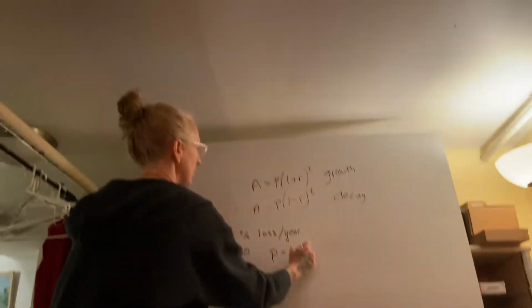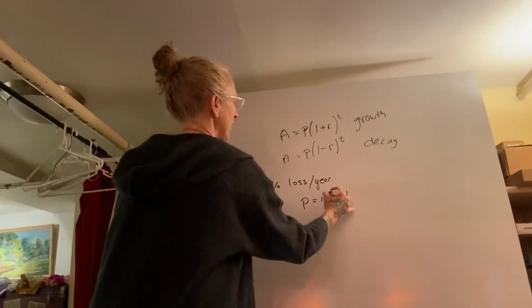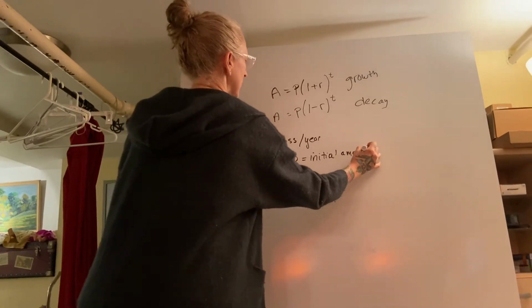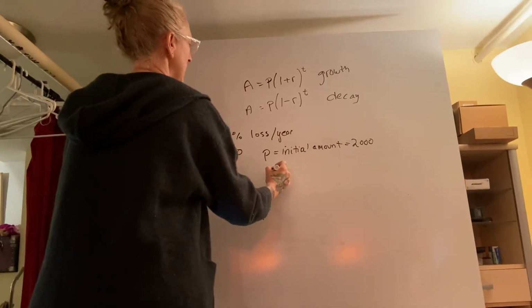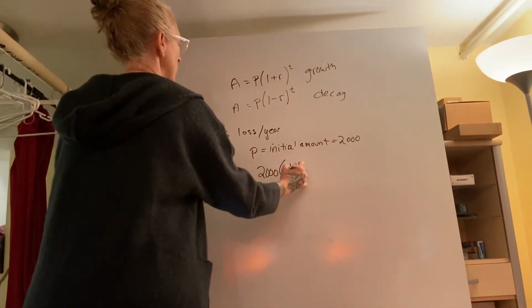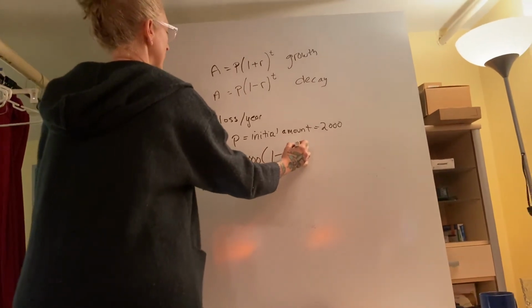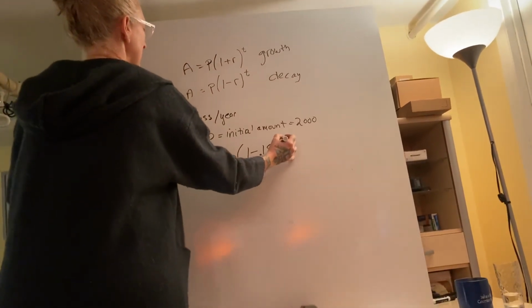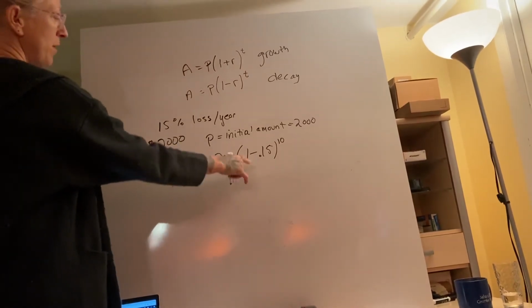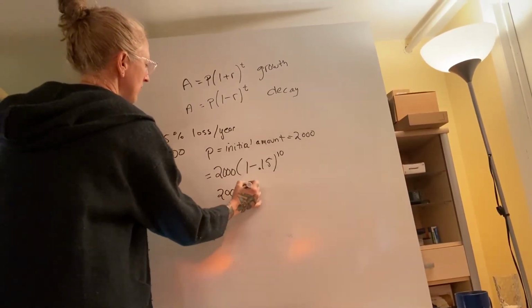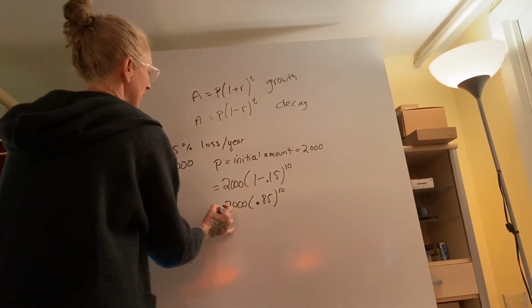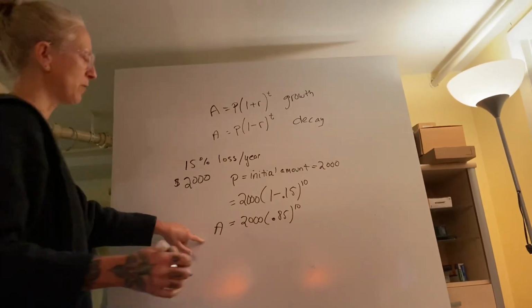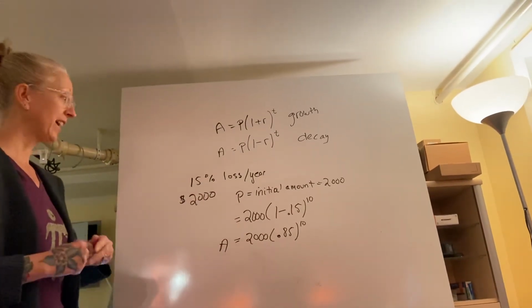So your initial value is the P. So P equals initial amount, or starting value, which in this case equals $2,000. So it's going to be 2,000 times 1 minus 0.15 raised to the 10. Okay, so 1 minus 0.15, that's 2,000 times 0.85 to the 10th power. That's going to tell you how much money you have after 10 years. It's not going to be much.